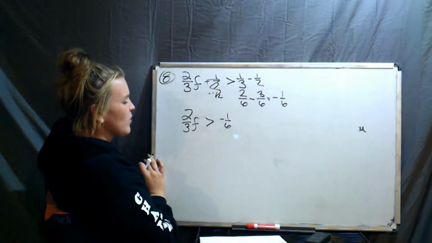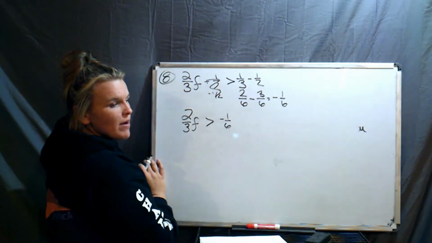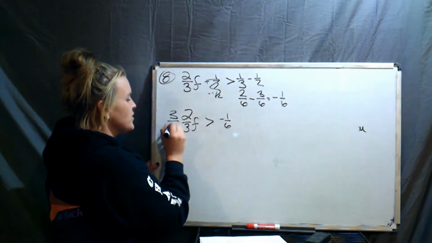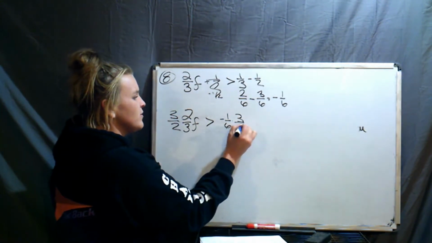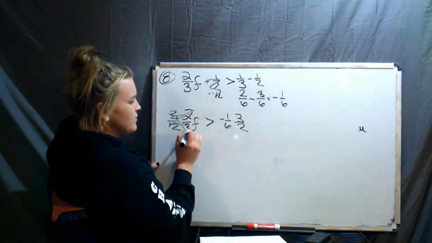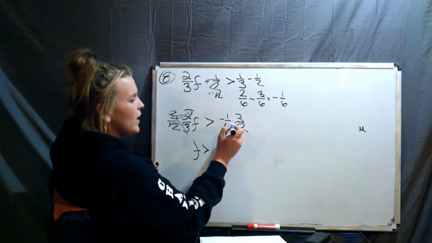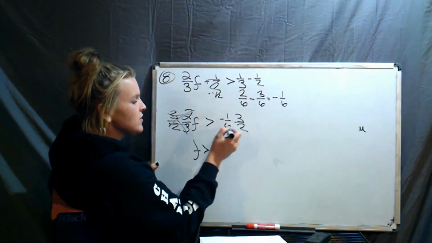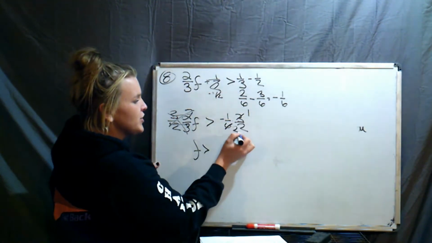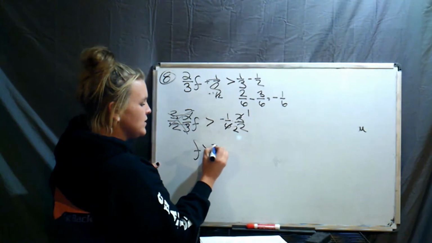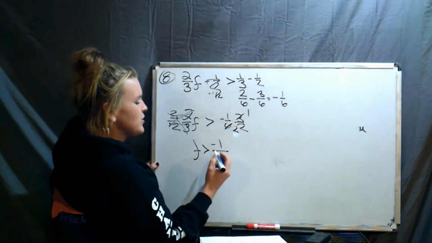These are being multiplied, I want to divide, so I'm going to multiply by my reciprocal. Times 3 over 2, times 3 over 2. These cancel out. I'm left with f is greater than, I can reduce on my diagonals, so it gives me a 1 and a 2. Negative 1 times 1, negative 1 over 2 times 2, 4.